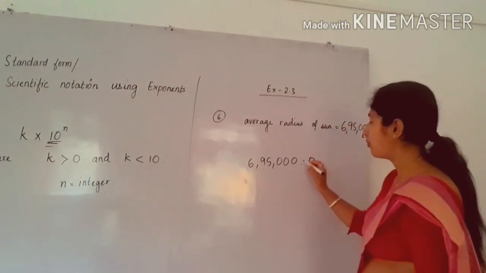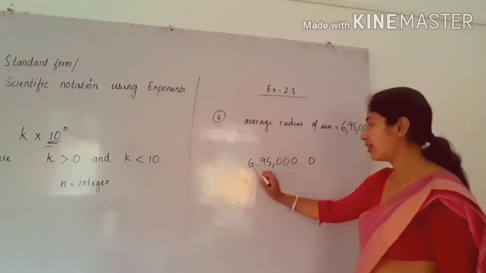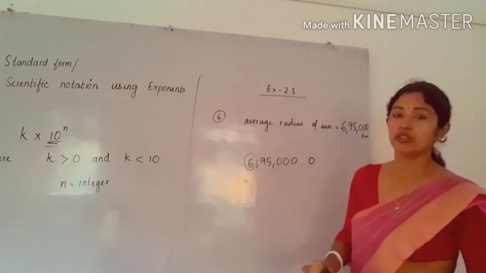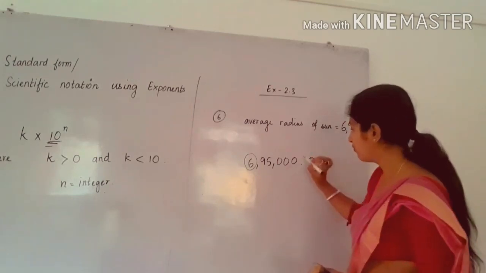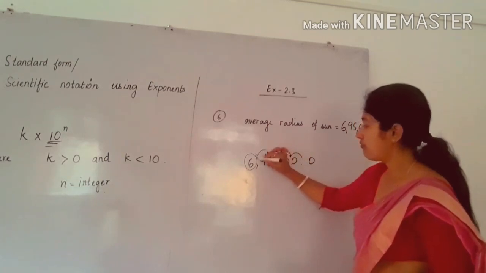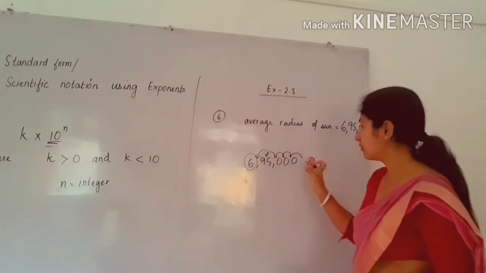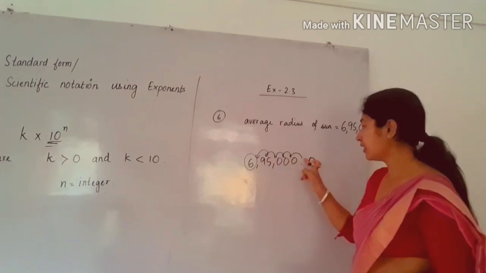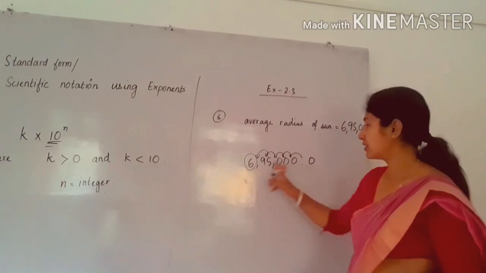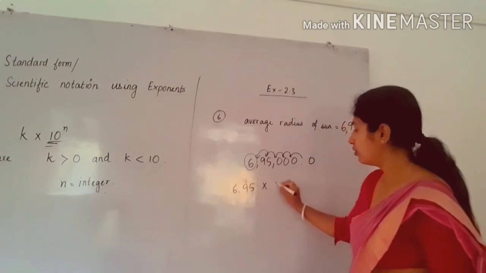Now you have to shift the point forward. So where do you have to place the point? You have to place the point between 6 and 9, because this 6 comes between 0 and 10. So you have to go forward. This is 1, then 2, then 3, then 4, then 5. We are shifting the point from this place to this place, and the places we have counted are 5. So we can write 6.95 into 1.